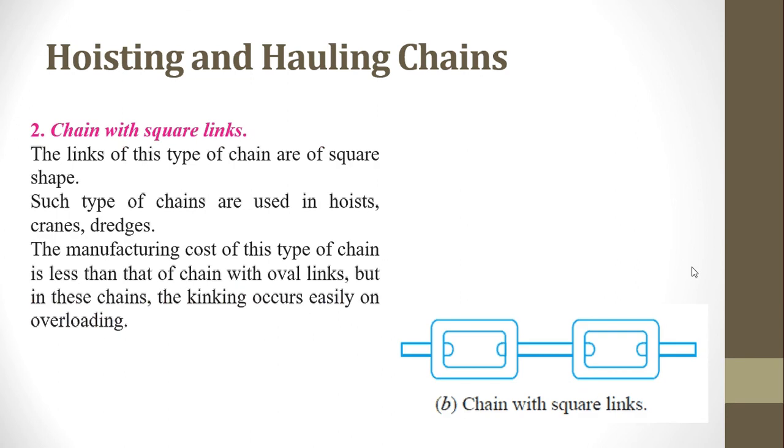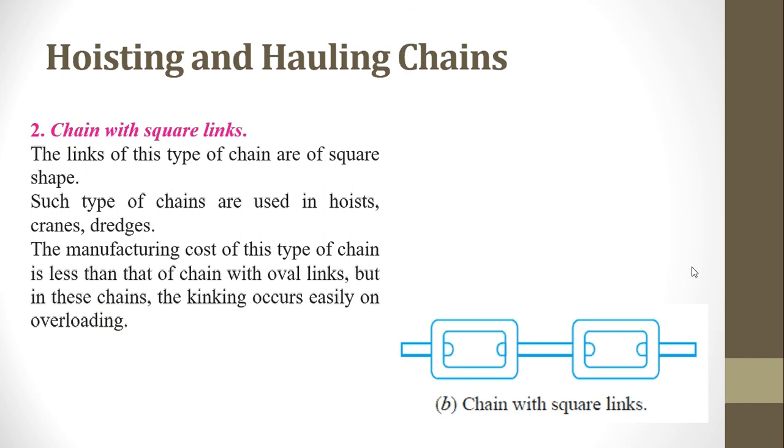The second one is the chain with the square links. This is the chain with the square links, and it has a square type of linkages that are attached to one another.